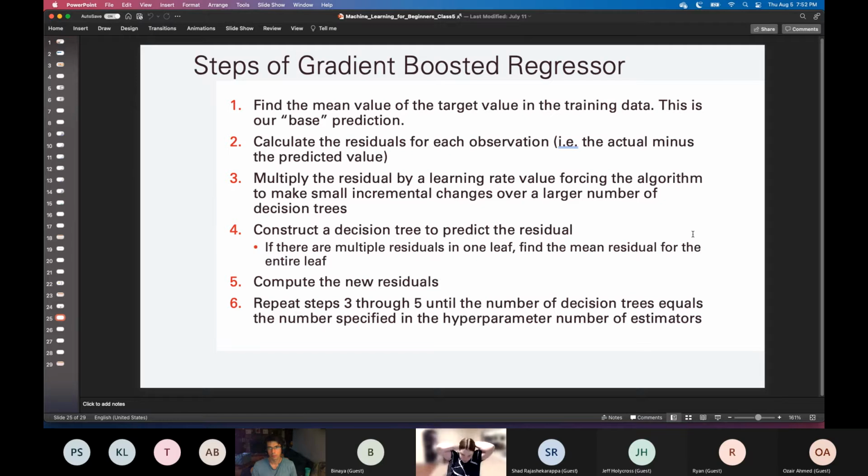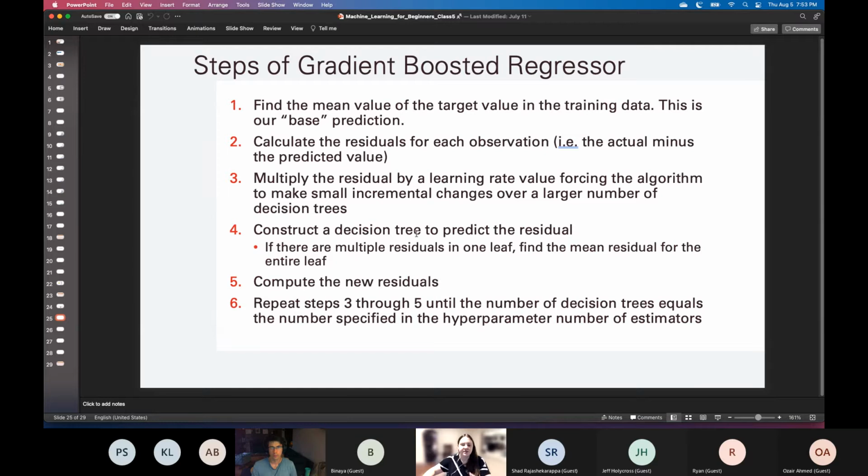So the steps of a gradient boosted regressor. It finds the mean value of the target value in your data. This is our base prediction. So that would be finding, after fitting one decision tree model, the values there. And then we calculate the residual for each observation, so the actuals minus the predicted value is what residual means. Then we'll multiply the residual by a learning rate, forcing the algorithm to make small incremental changes over a larger number of decision trees. That is one of the hyperparameters you can tweak in decision trees, the learning rate. So it slows it down.